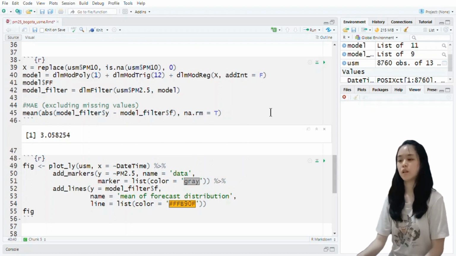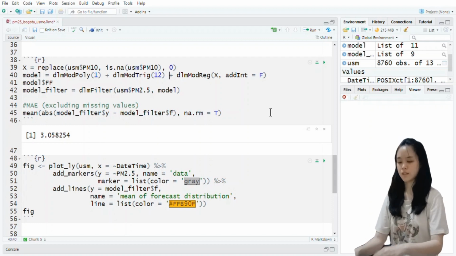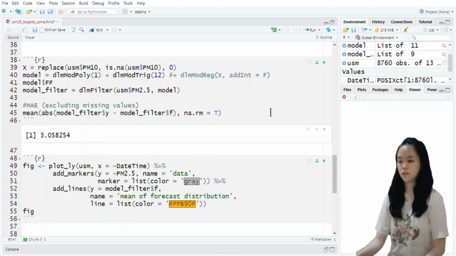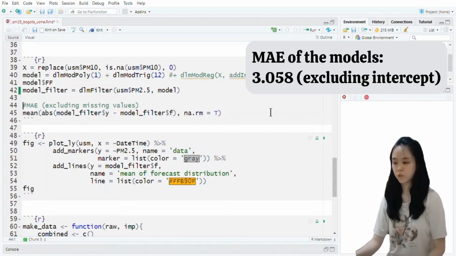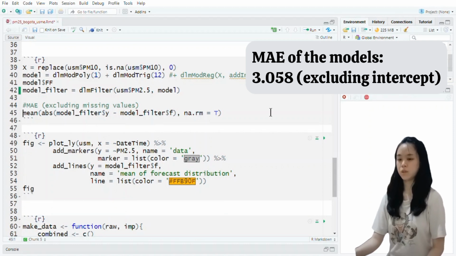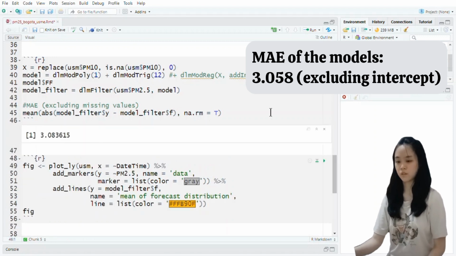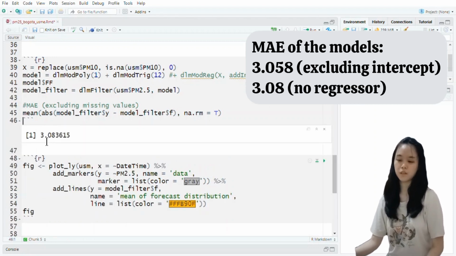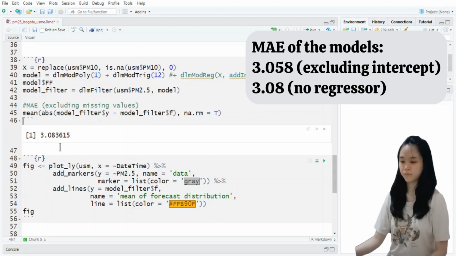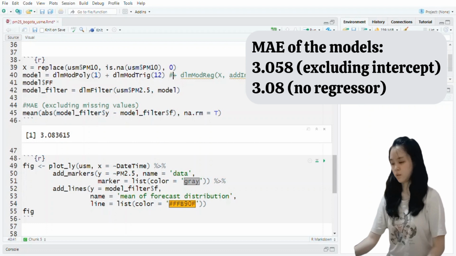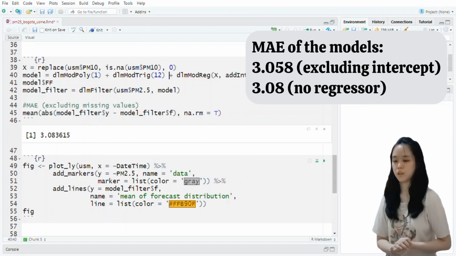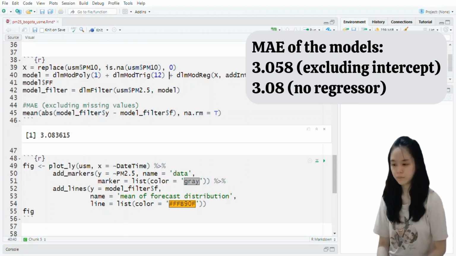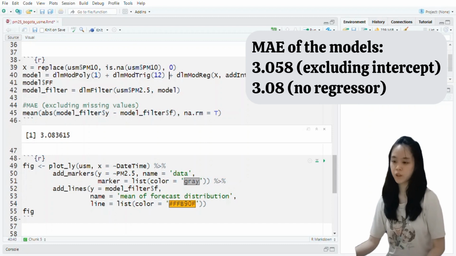Okay, and then another model I want to try is not using x at all, which is relying completely on our time series. If we don't use any regressor, the mean absolute error would be a little bit higher, 3.08. We got 3.05 earlier, but now we got 3.08. And then we can try out some other models.